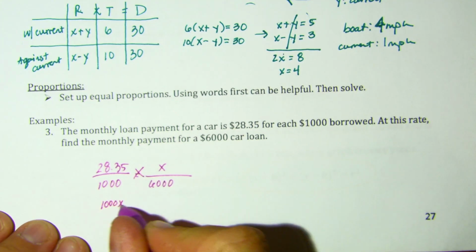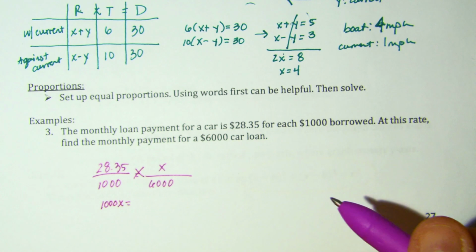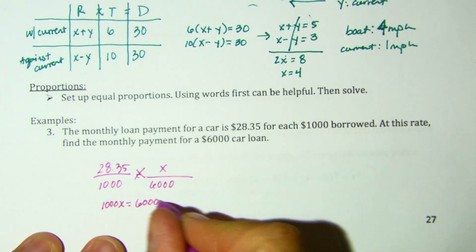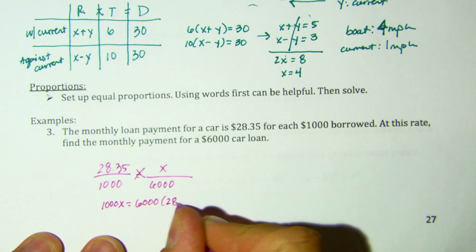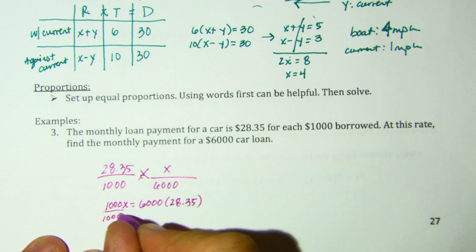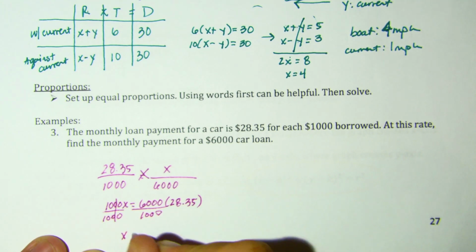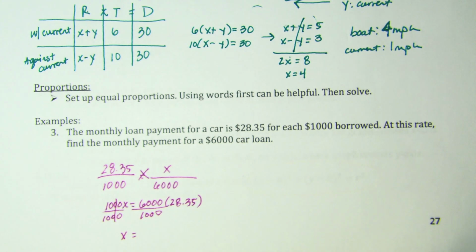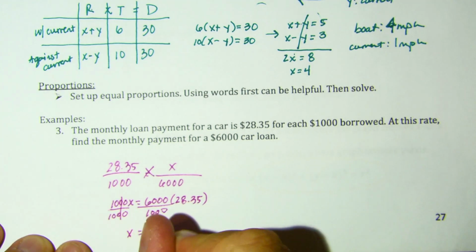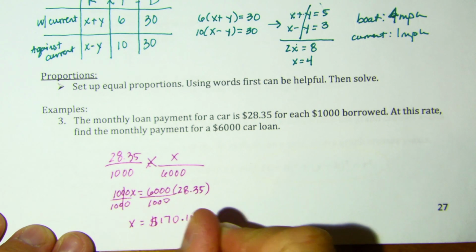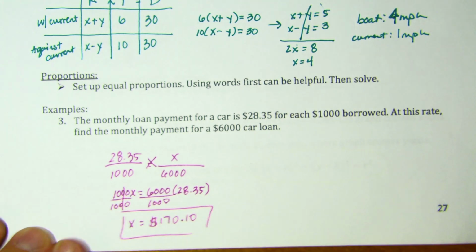1,000x is equal to 6,000 times 28.35. If I divide both sides by 1,000, I get x is equal to 6 times 28.35, which is $170.10. And that's it.